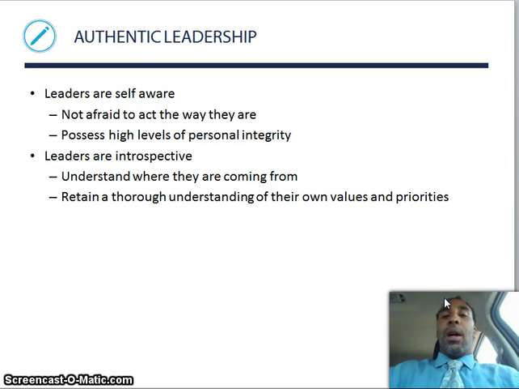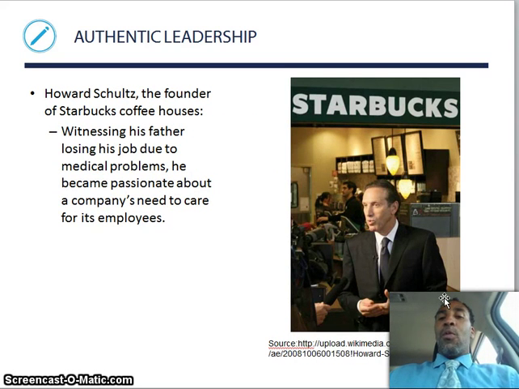Authentic leadership. Now, I'd say I'm probably a little bit better in this category. Leaders are self-aware, not afraid to act the way they are. Right, be yourself. I get made fun of all the time, from the NutriBullets that I drink in the morning to the way I dress at work. But hey, you know what? I'm all okay with it. Authentic leaders possess a high level of personal integrity. Leaders are introspective. They understand where they are coming from and retain a thorough understanding of their own values and priorities.